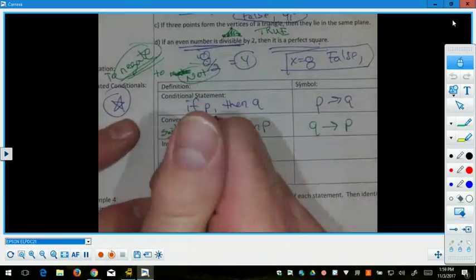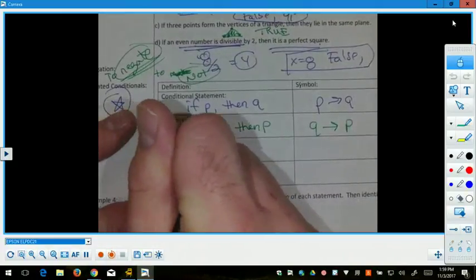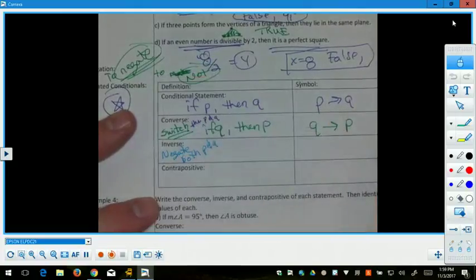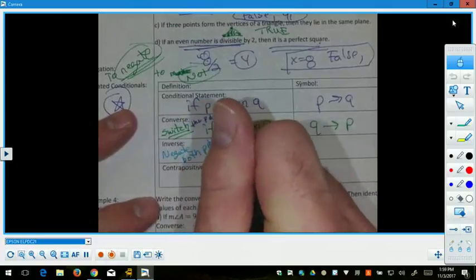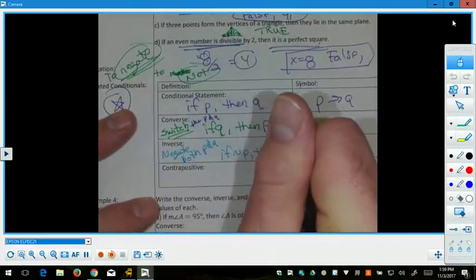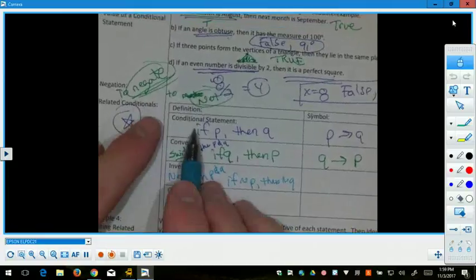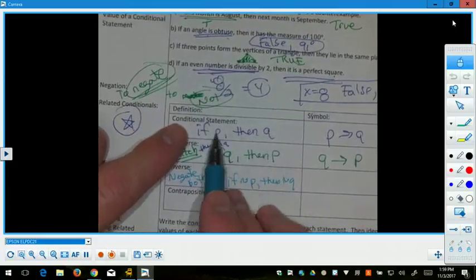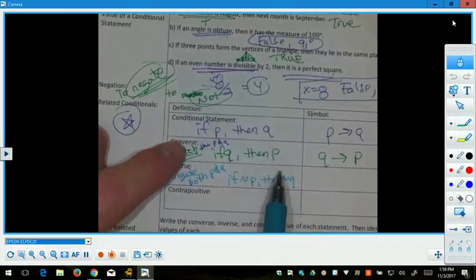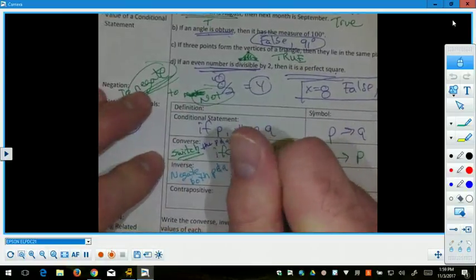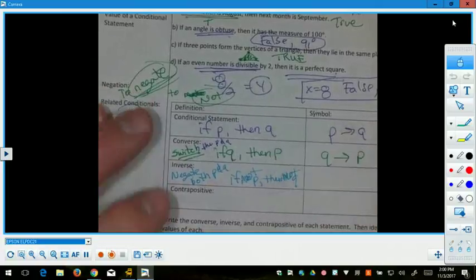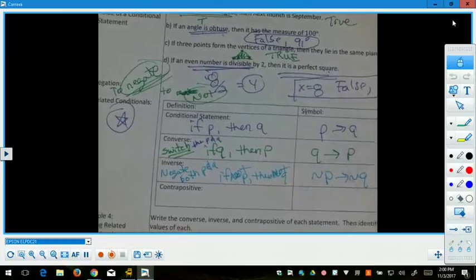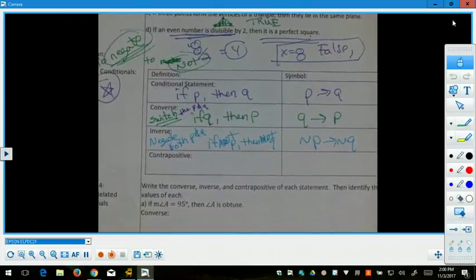To write an inverse is to negate both parts, both the hypothesis and the conclusion. So it would be if not P, then not Q. All of these are based off the conditional statement. So starting with this conditional, I would make these both not. If not P, then not Q. And that symbol right there is not. That little tilde is not. So this is not P, not Q. Notation you're going to need to be familiar with.